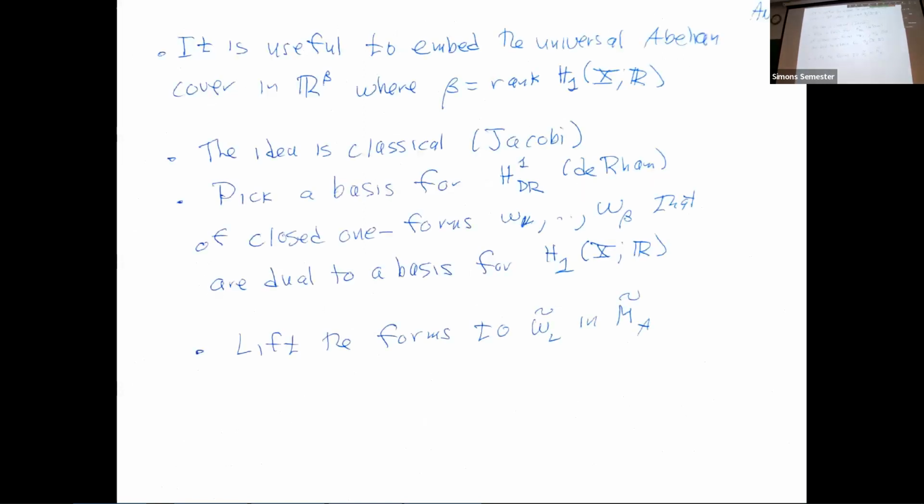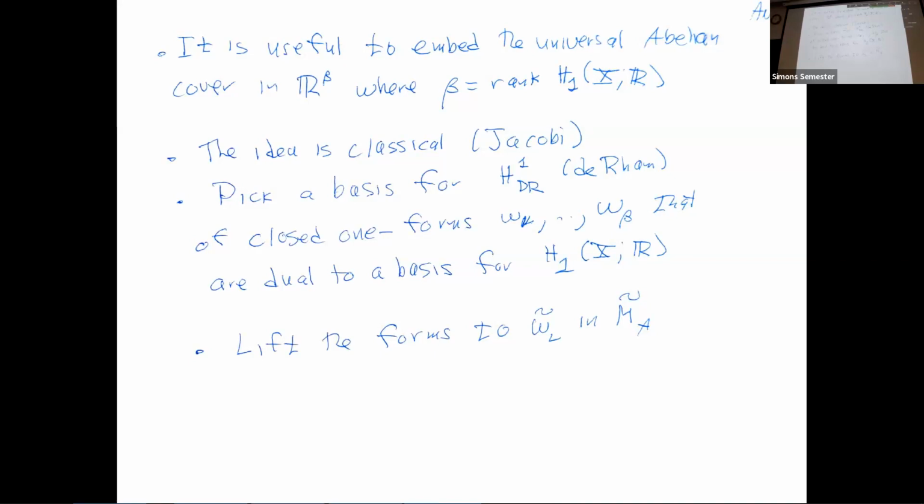All right, so it's useful to have a more concrete way to think about the universal abelian cover. This is an old classical idea, basically Jacobi for Riemann surfaces. And you embed it in a natural way in R to the beta, where beta is the rank of H1. Let's make it torsion free, just for simplicity. So here's how you do this.